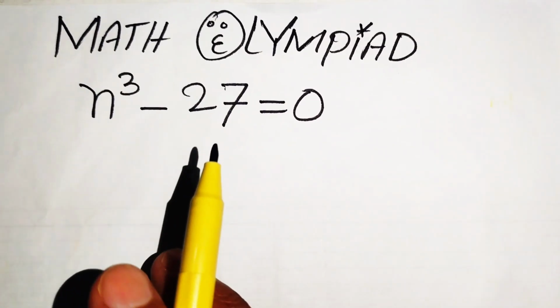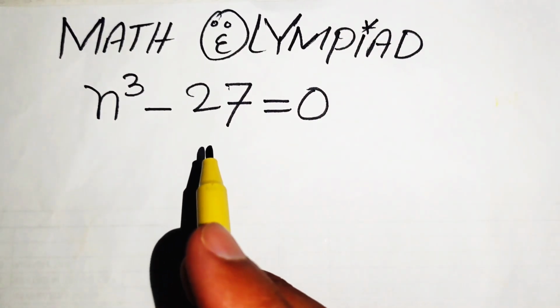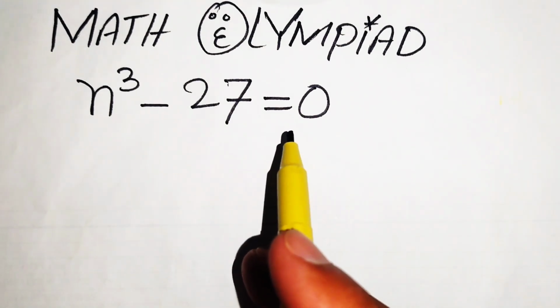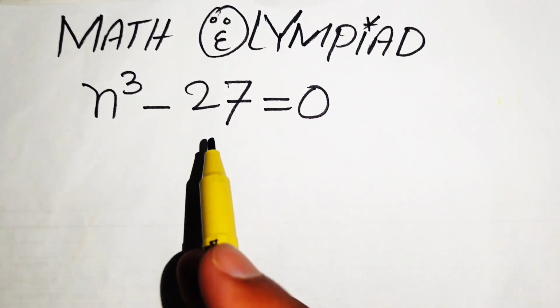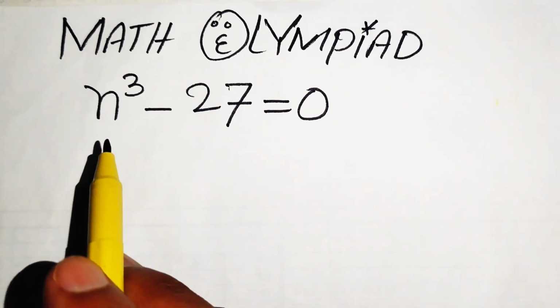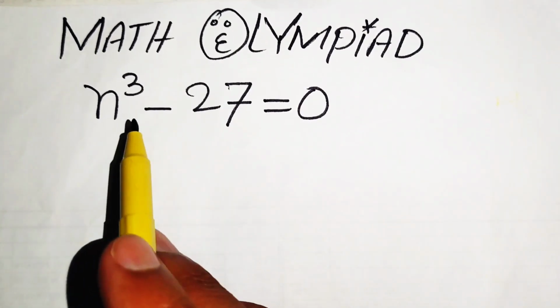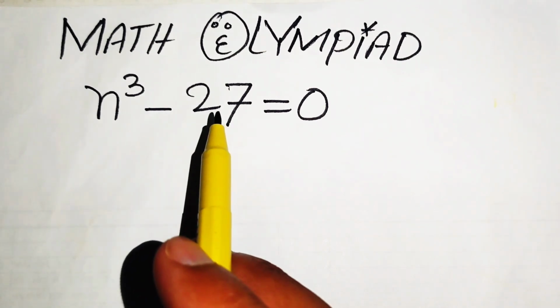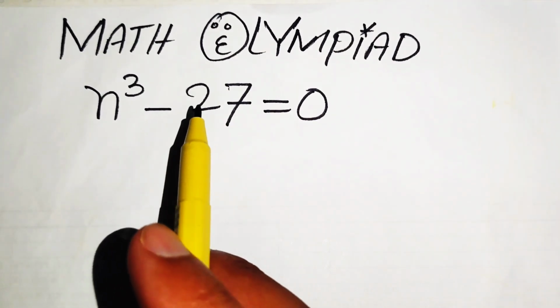Hello everyone, welcome to solve this math Olympiad algebra problem. Here we have n cubed minus 27 equals 0, and we solve this problem for the values of n. Remember that the degree of this equation is 3, so it means that this equation has 3 roots. So we find these 3 roots.